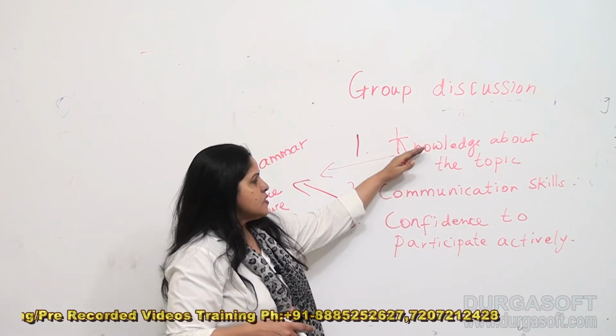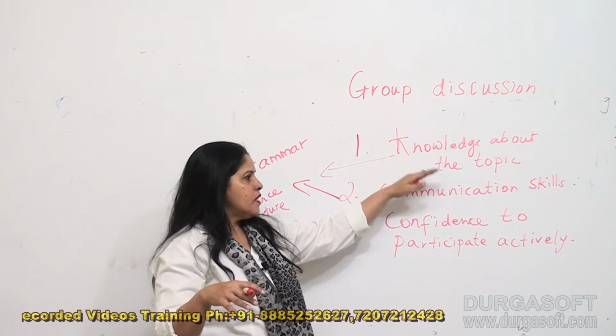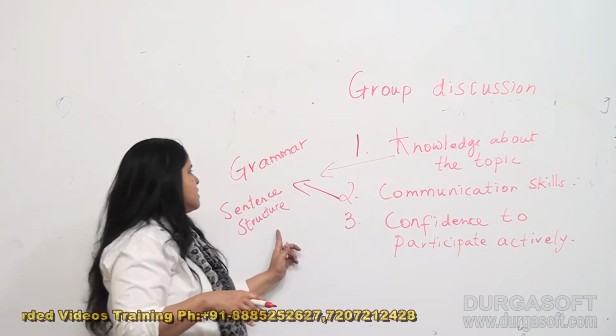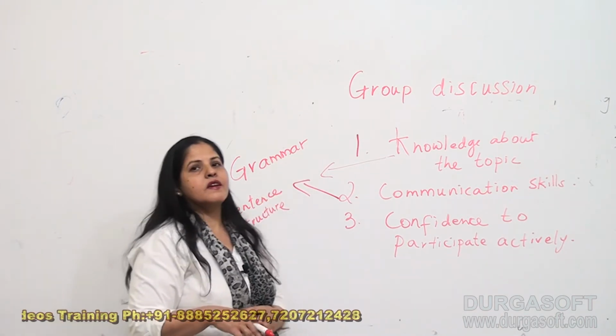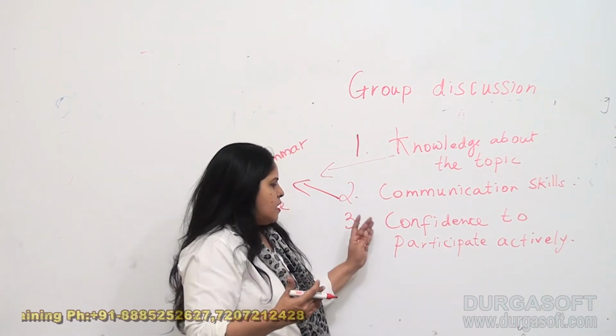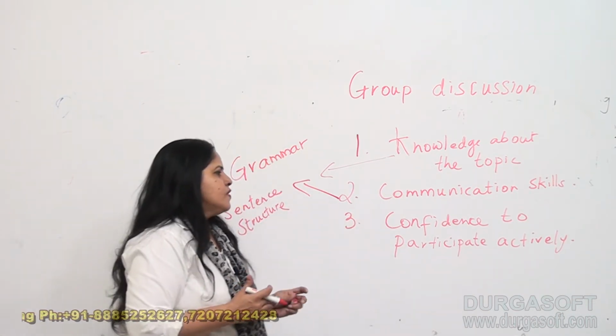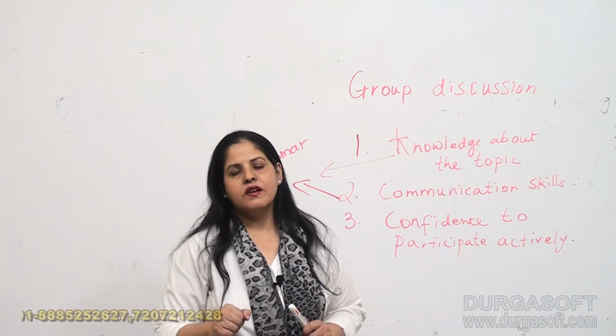So whenever you discuss, you need knowledge first, an idea of the topic. Number 2, good sentences, good grammar. Okay, both of them can be learned. That is why preparation is very important. Number 3, confidence to participate actively in the group.